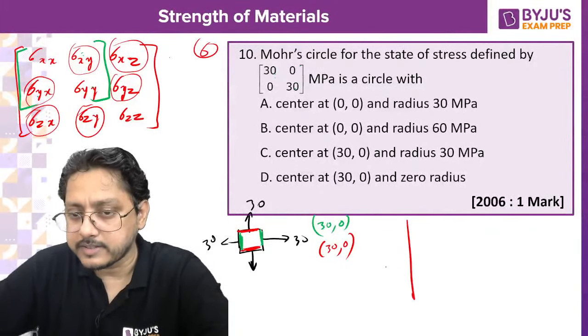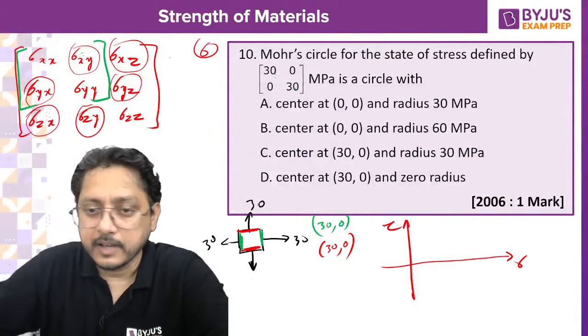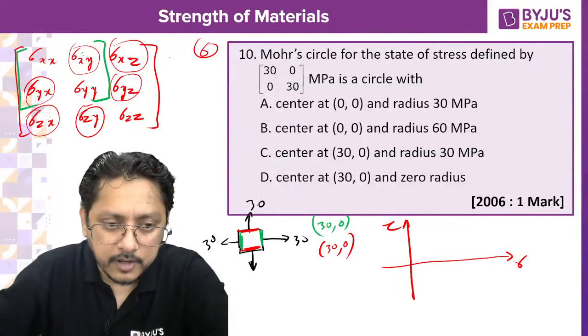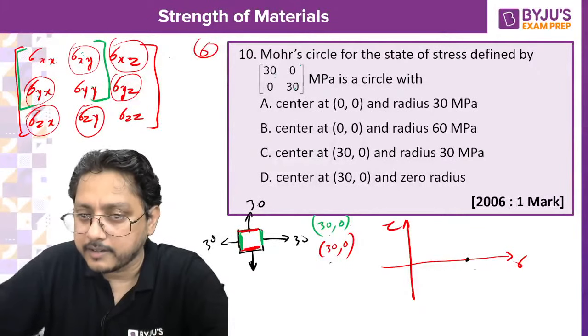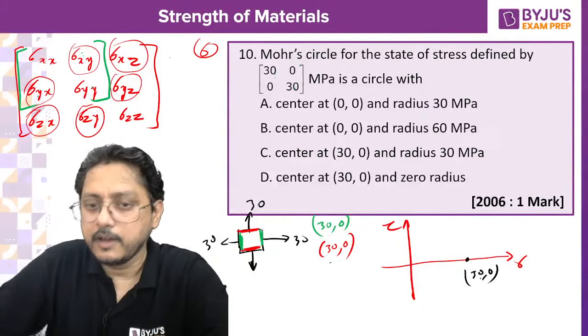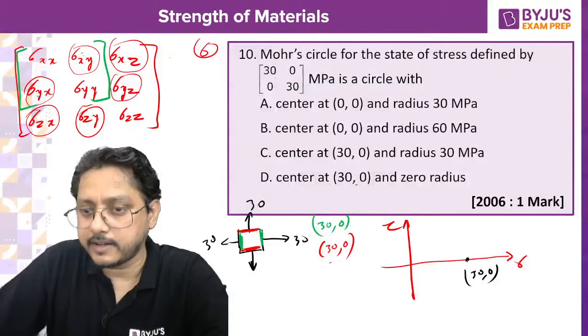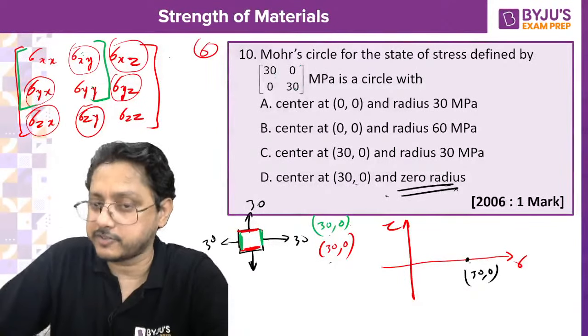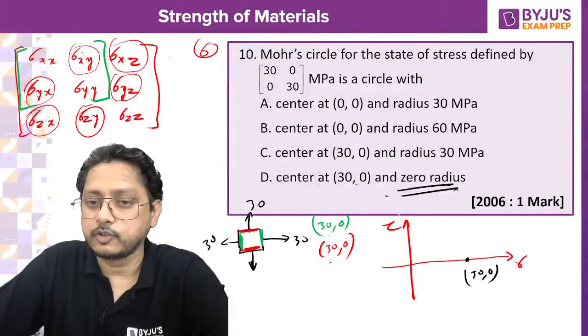Now to construct the Mohr circle, this is your sigma and this is your tau. Now draw the Mohr circle for this one. You have two coordinates, that is 30, 0 and 30, 0. You will get a simple point, that is 30 and 0. Now you observe, the center is at 30, 0, obviously, without radius. The radius is also 0. No Mohr circle can be constructed here with a single point. So the answer will be D.